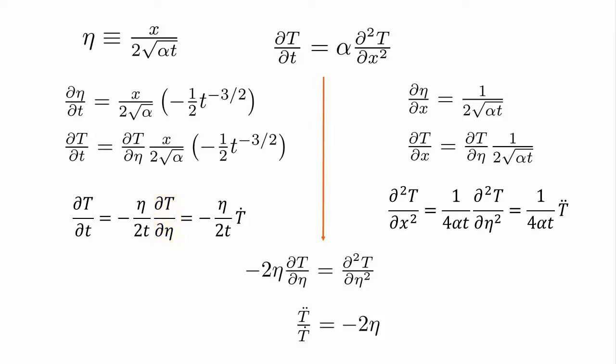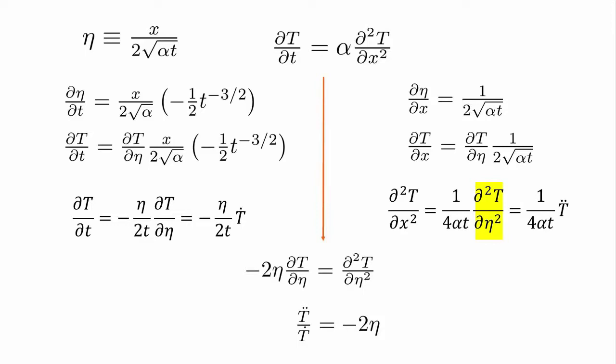Okay. Now, we do the same thing on the right hand side also with respect to x, and you see that dou eta by dou x is given by 1 by 2 root alpha t, because the numerator is x, that is gone, and when we do it the second time, then you already see that it should be 1 by 4 alpha t. Okay.